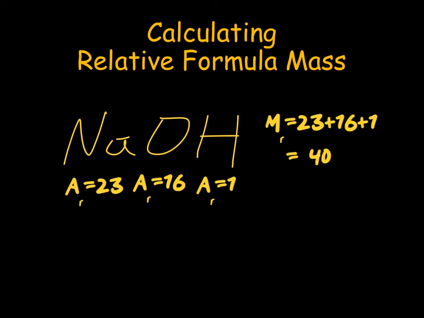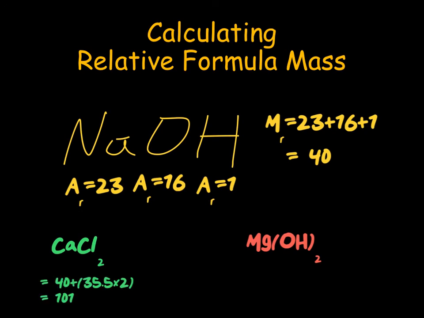Where relative formula mass can be a bit trickier is when we have brackets or small numbers involved. If we were to take calcium chloride, CaCl2, or magnesium hydroxide, Mg(OH)2. If we take calcium chloride, CaCl2, we have 1 calcium, which has an Ar of 40, and 2 chlorines. Each chlorine has an Ar of 35.5. So we would do 40 plus 2 times 35.5, giving us an Mr overall of 101.